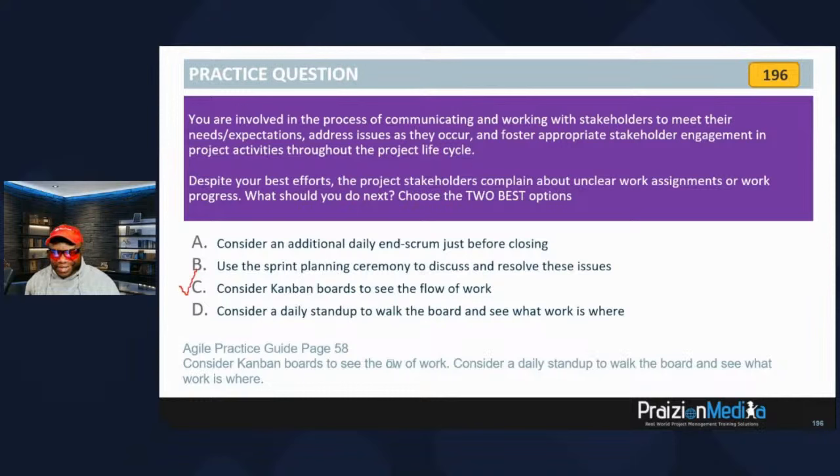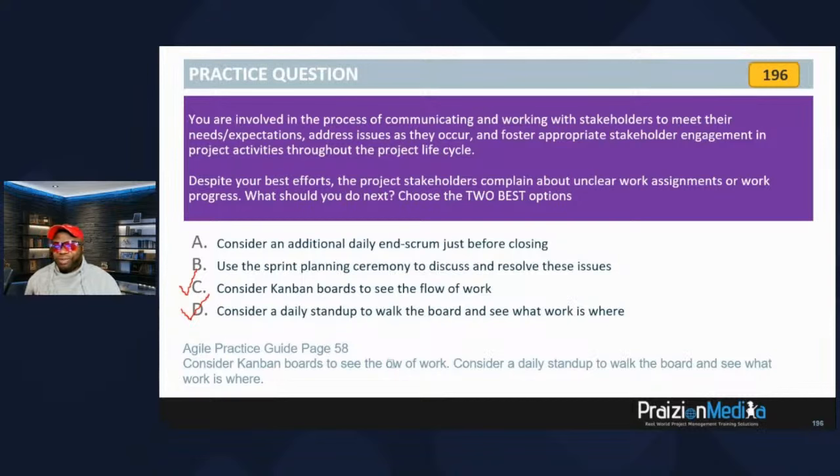and D. Take a look at A, an additional daily scrum. It doesn't even make sense. An additional daily, do you mean daily scrum? No. That doesn't make sense. And it's against the grain. Why not just talk about this in the daily scrum? Why do you need a second one, right? So this is not efficient in the world of agile.